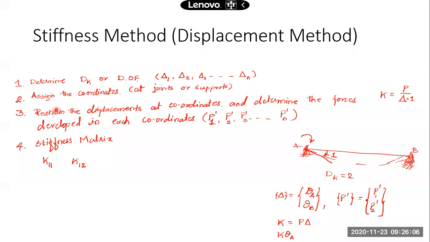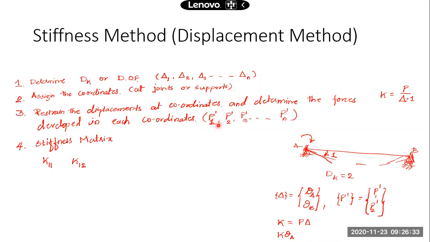Here the terminology used is slightly different. So I'll restrain the structure, and what I'll do is find what forces are developed in each of the coordinates. I'll lock all the displacements and make them 0. I'll not allow any displacement in any of the coordinates. I'll just make the joints fixed, and find what forces are developed in the coordinates due to the applied loads.